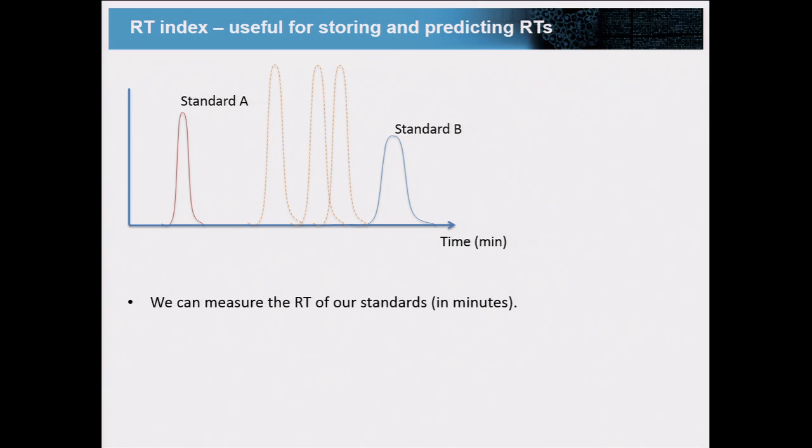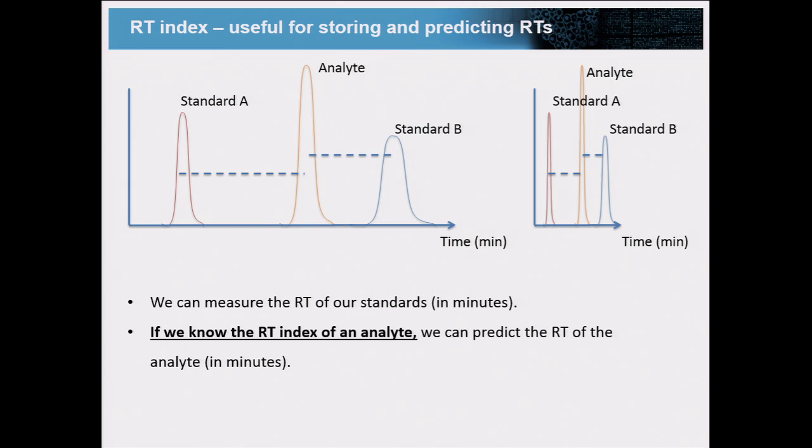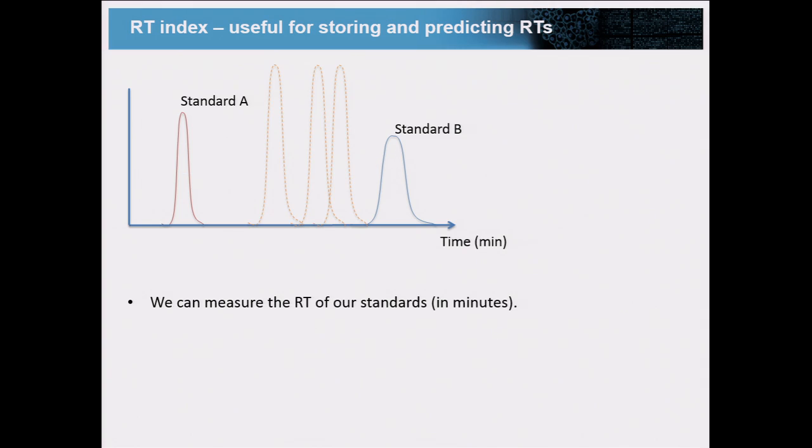Now we're measuring them on some sort of chromatographic setup. We get in minutes where these two standards elute. Then we need, once, to get some sort of a retention time index, so we need to get it from somewhere. Let's say we have it. Using this retention time index, we can calculate back what the retention time in minutes is going to be. So if we knew the retention time index of an analyte, we can predict the retention time of the analyte in minutes. Before, we didn't know where it is.